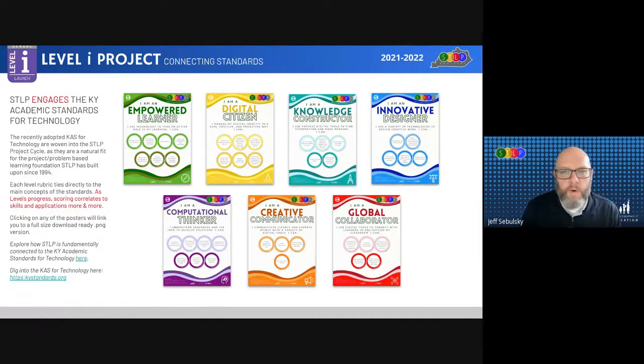So I mentioned before that everything we do is tied to the Kentucky Academic Standards for Technology. Specifically, when you see these rubrics in a minute, you're going to recognize some of the concepts that you see here. Here are the 7 core areas in the KAS technology standards: empowered learner, digital citizenship, knowledge constructor. You can see it there on the screen. Each one of these, by the way, links to a poster that you are welcome to download, print, do whatever you want to do with it. It's been released Creative Commons. There are folks who are putting these up around their classrooms because it helps.